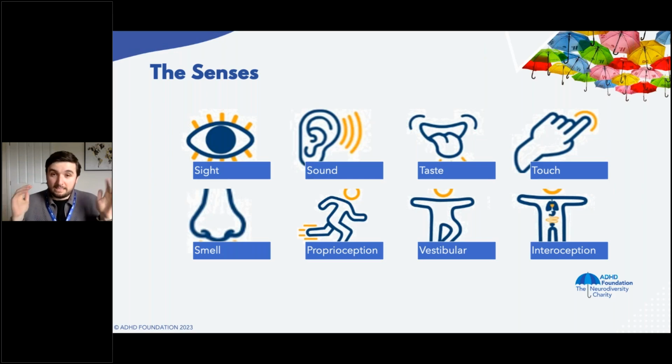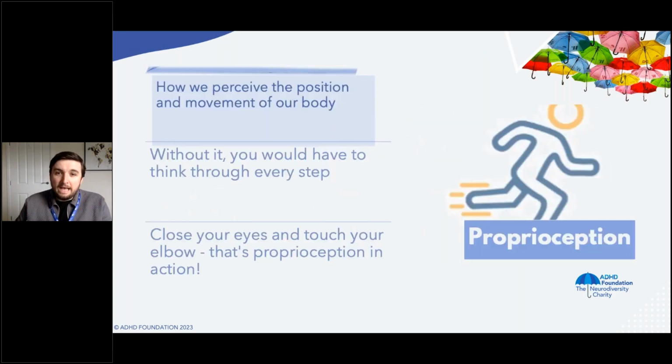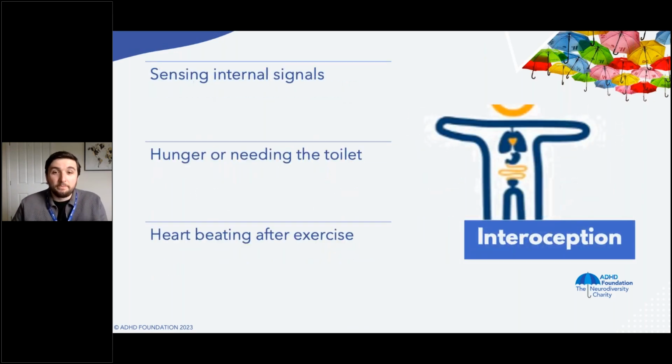My vestibular sense is helping me to stay on this chair and keep my head upright without falling over and getting dizzy. And my interoceptive sense, well, I'm feeling a little bit thirsty, so I'm going to take a drink of water in a second, but I can recognize those internal signals. Now, all 8 of these senses basically help us to navigate our way through life. And we'd be lost without them.